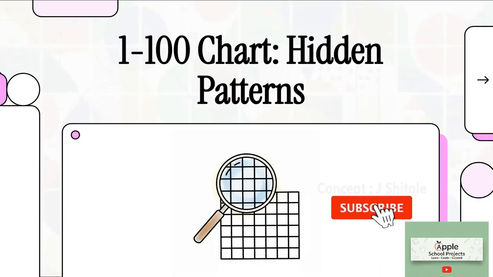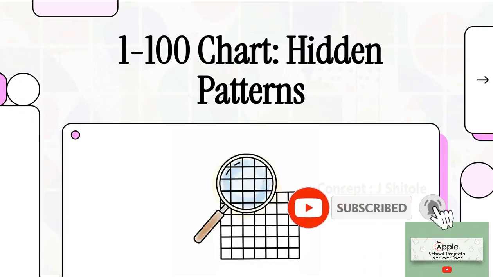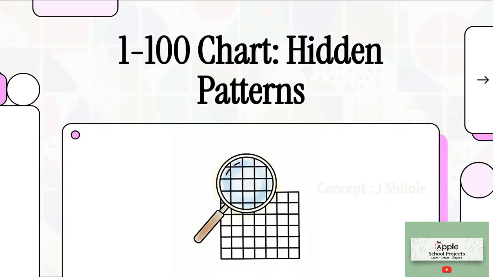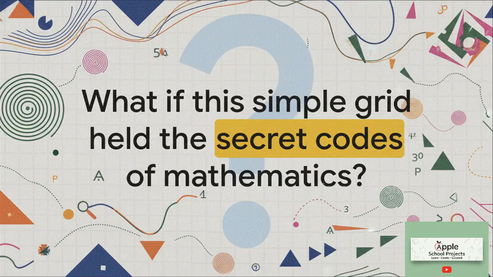Okay, I want you to picture something you've probably seen a million times. The simple 1 to 100 number chart. That basic grid from just about every classroom ever. But what if I told you it's so much more than just a list of numbers? What if this thing we've all glanced at and forgotten is actually a secret map? A map that's just jam-packed with hidden pathways, beautiful patterns, and all sorts of mathematical codes just waiting for someone to find them. Well, guess what? Today, that's exactly what we're going to do.